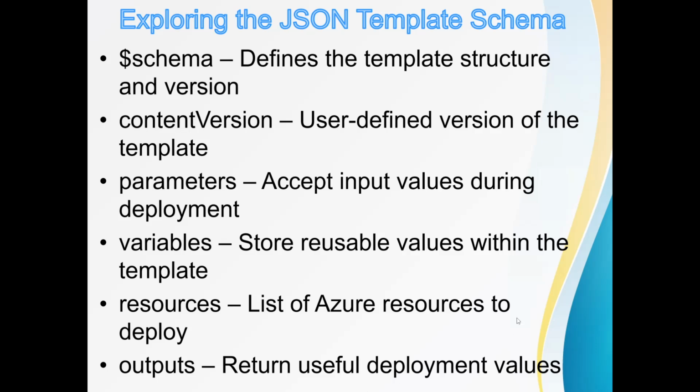Resources: the list of Azure resources to deploy. So we'll mention the resources, right? And those resource deployments will use variables and parameters. Outputs return useful deployment values. In the template schema itself, we will have a section for outputs where we can define an output from another deployment which can be used in this deployment. So in that way, it is very useful.